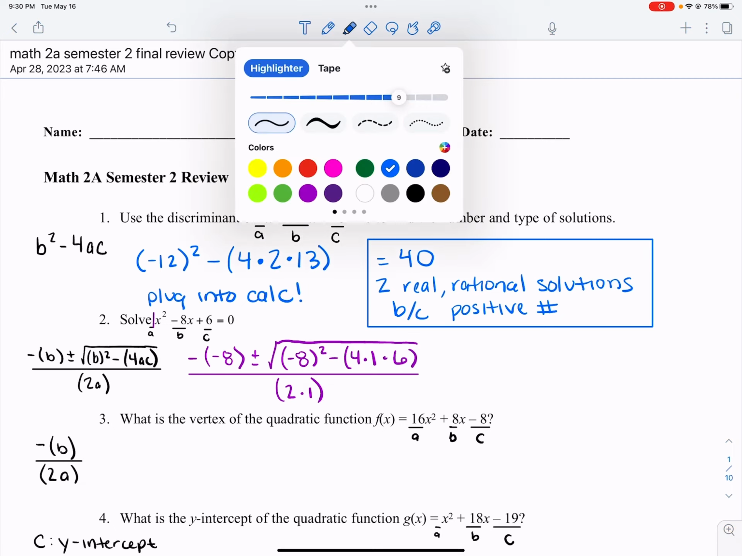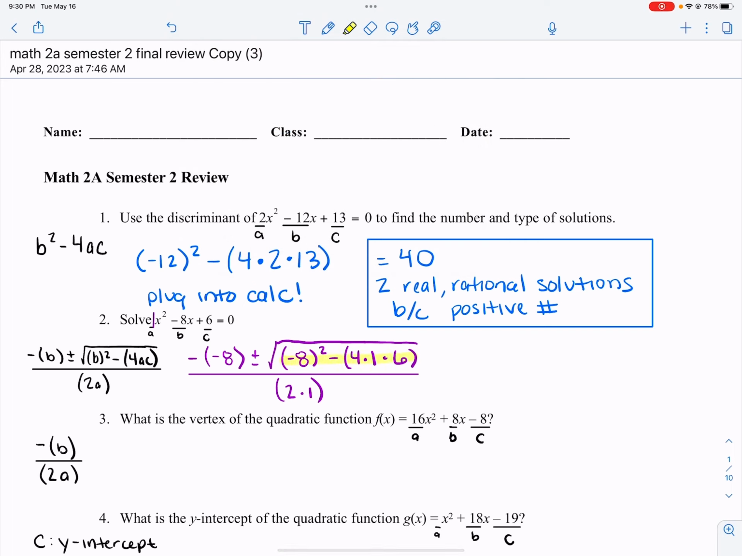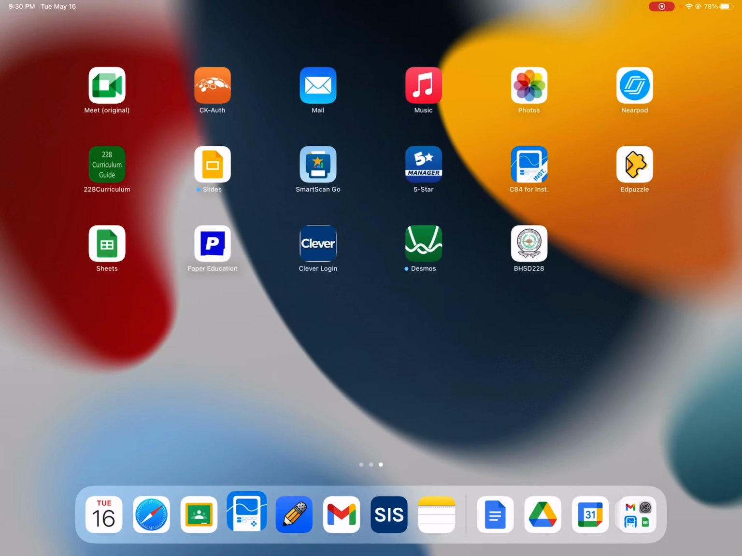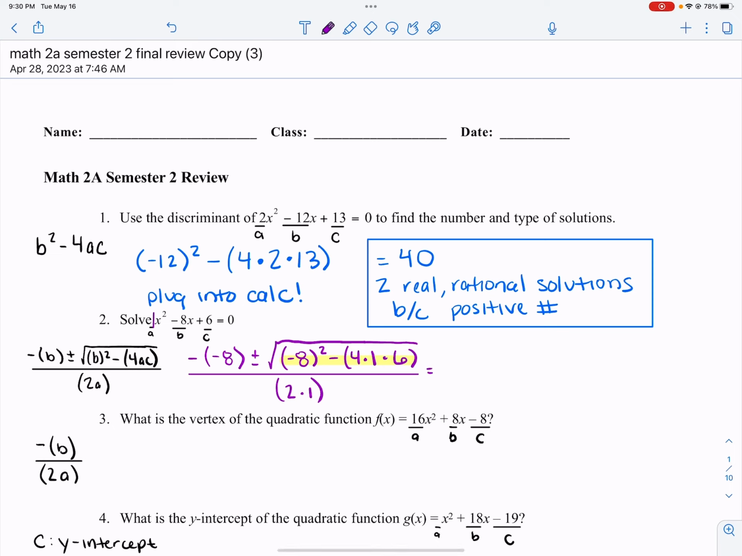I'm only going to put this portion into the calculator. So not with the square root box, just the negative 8 squared minus 4 times 1 times 6. And I get 40 again. So then this is equal to 8 plus or minus the square root of 40 over 2. This is when I have to ask myself, is this 40 a perfect square? And if it's not, then I have to ask myself, what perfect square goes into 40?